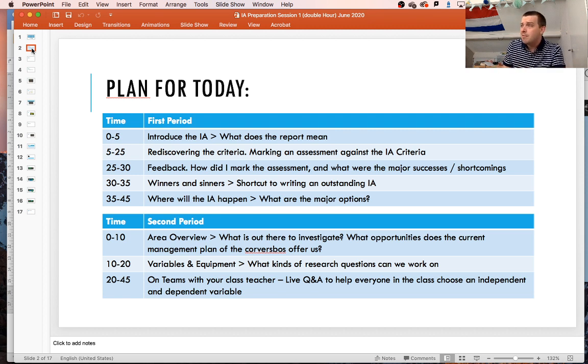We have our first 5 minutes to introduce the IA, finding out what the report actually means. So what do we need to convey in our internal assessment? We need to rediscover the criteria. I've chosen that word because you had the opportunity to come into contact with them for the first time when we went to High and Boycott. Part of this, you are going to need to mark an assessment against the IA criteria.